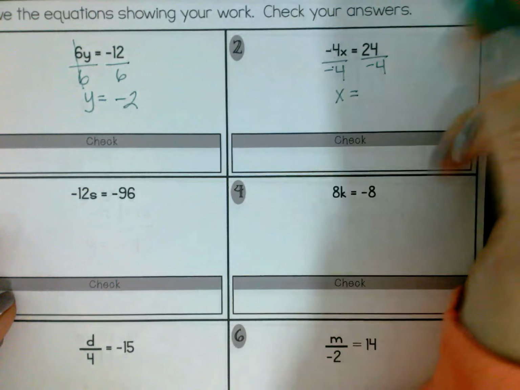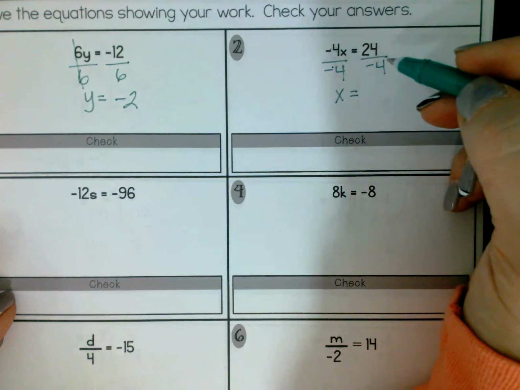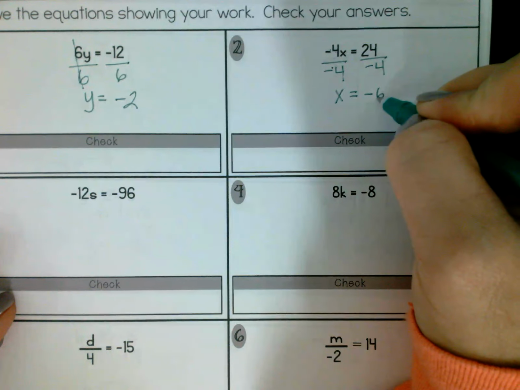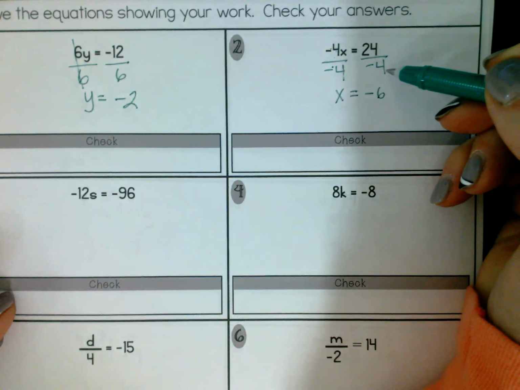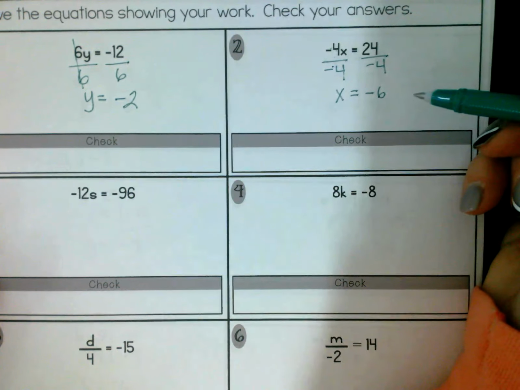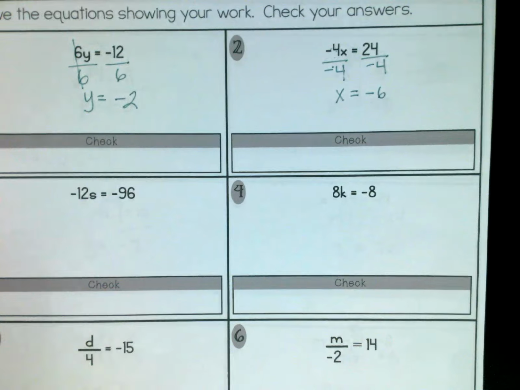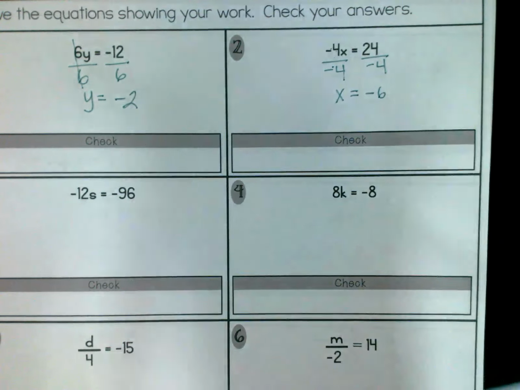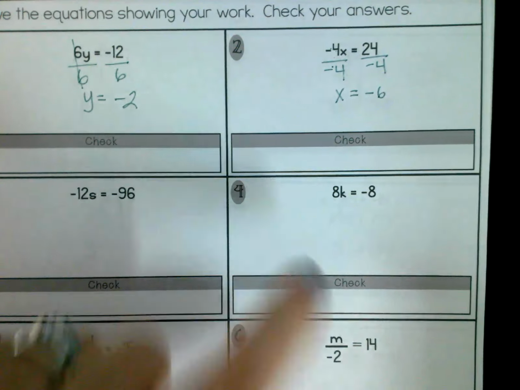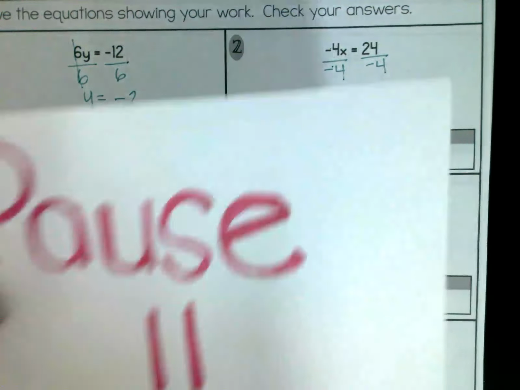Divide this side by negative 4. Positive divided by negative is negative. Whoops. And then 24 divided by 4 is negative 6. I'd like you to pause the video and do the next two, number 3 and number 4, on your own.